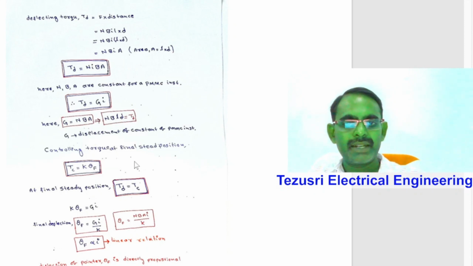At the final steady state position, the controlling torque T_C is equal to K into theta F. At the final steady position, the deflecting torque equals the controlling torque. Therefore, K into theta F equals G into I. The final deflection angle theta F equals G I by K. Here G is nothing but N B A, so theta F equals N B A into I by K.